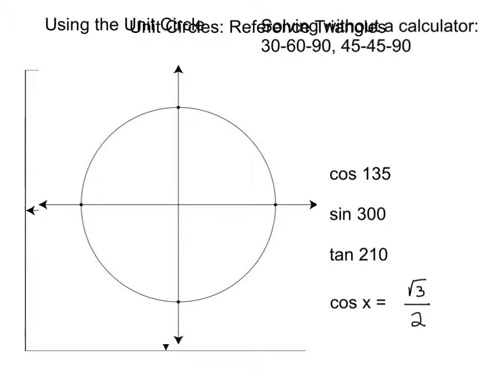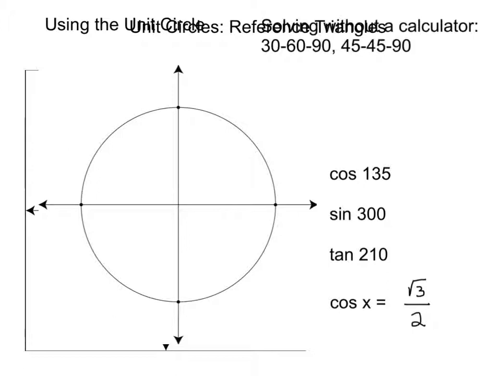Now the key here is to actually solve and get a number, like an answer for cosine 135. Actually, there's really two things you're going to get when you want to solve without a calculator. The first thing is an answer. The second thing is another angle that matches the first one. We'll work on both of those.